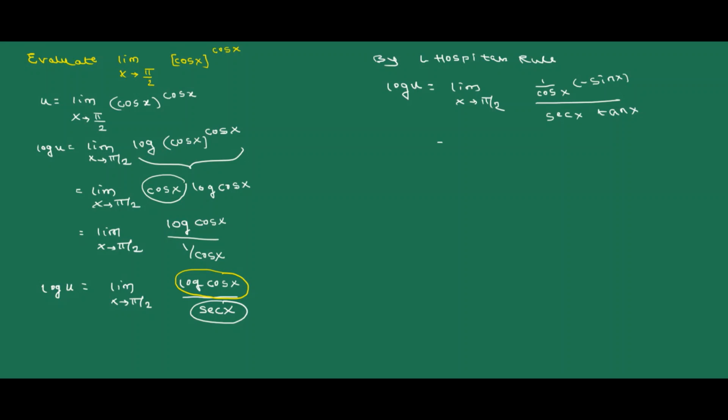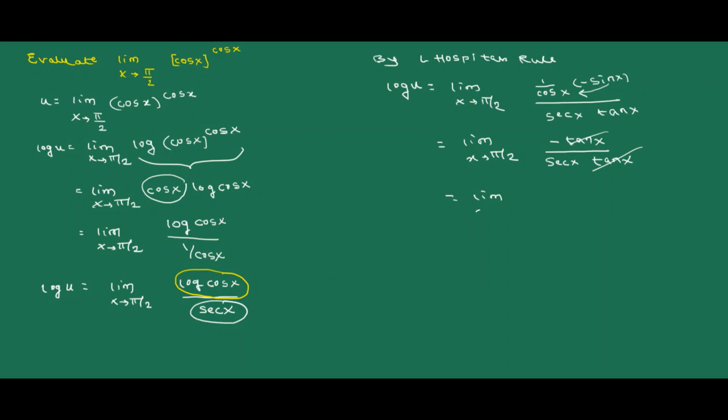Okay, this is equal to limit x tends to pi by 2. Now what is remaining term? Minus as it is, sin x by this cos x. Sin x by cos x is equal to tan x divided by sec x into tan x. This tan x and tan x get cancelled.